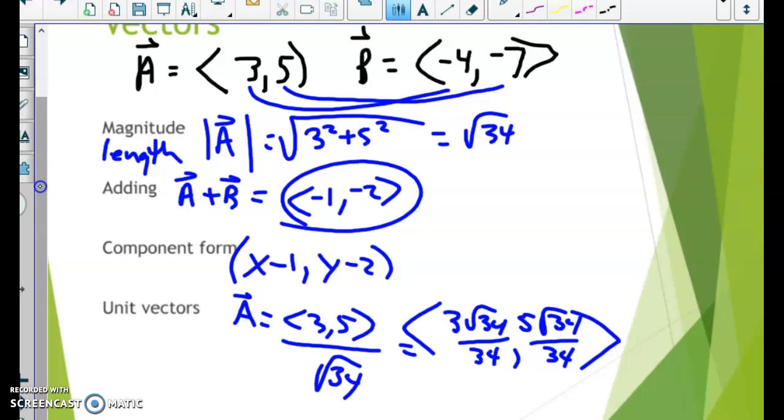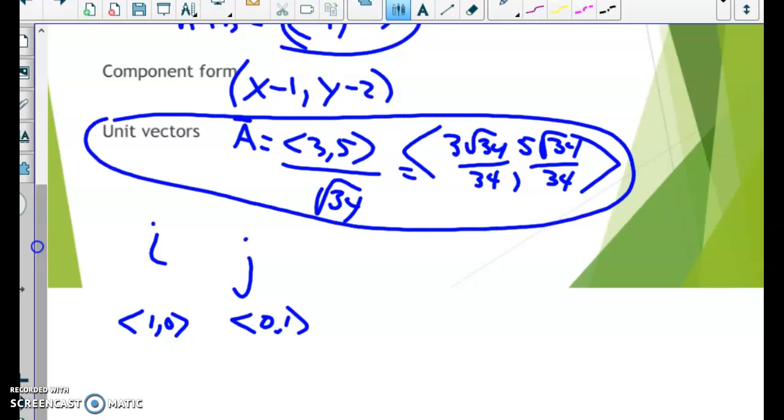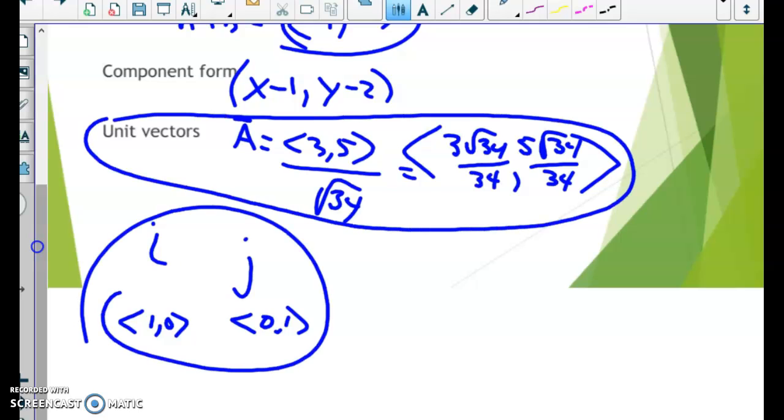We also have the ij form, and the unit vector i would be a vector of 1, 0, and j means 0, 1. So there are a couple of things that our book calls unit vectors: this is a vector that is 1 unit long, and this is a vector in the ij format.